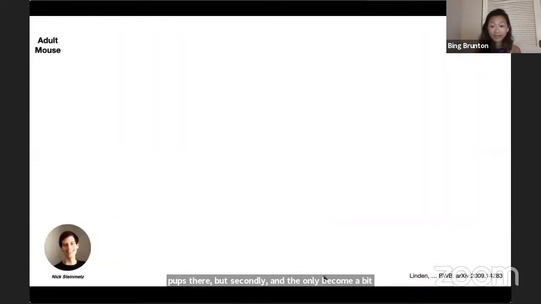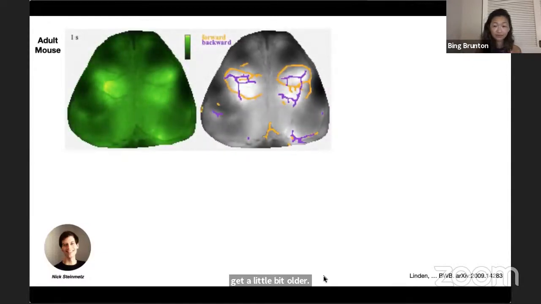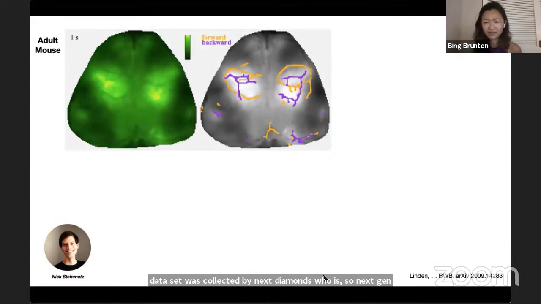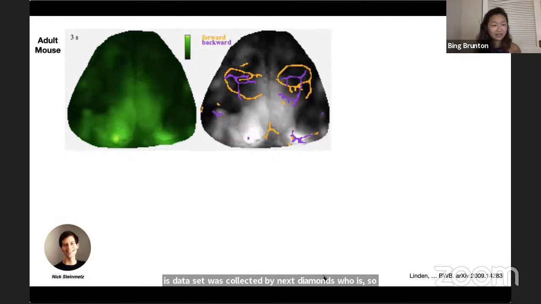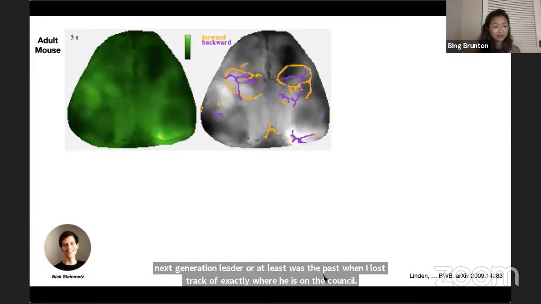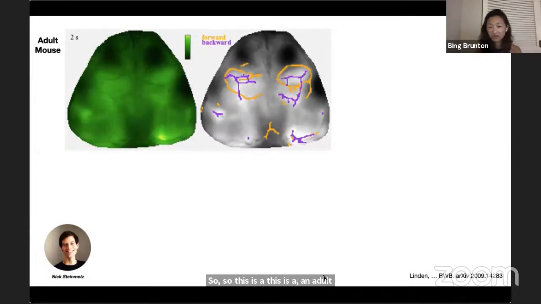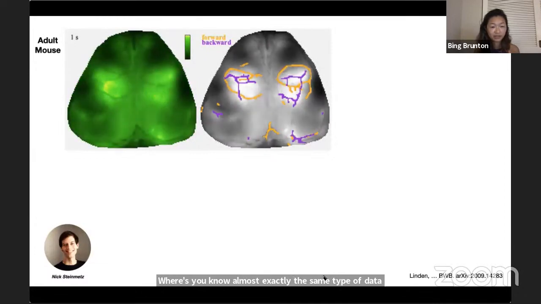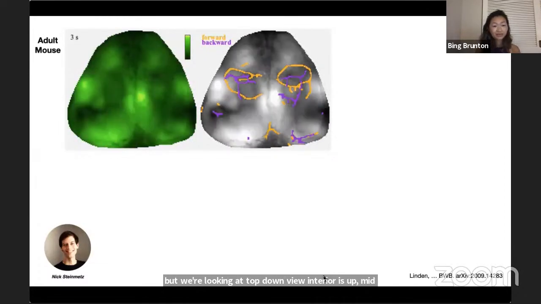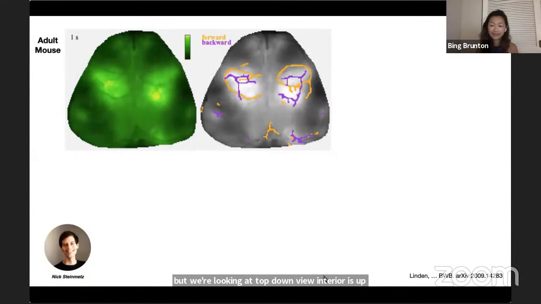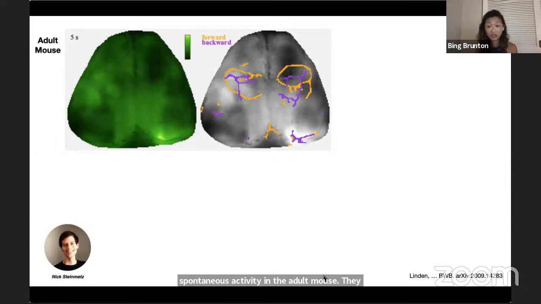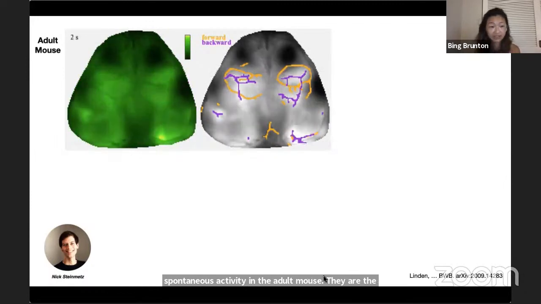And we also applied this to an adult mouse data set. This data set was collected by Nick Steinmetz, who is also a next generation leader, or at least was the past one. I lost track of exactly where he is on the council. So this is an adult mouse data set where it's almost exactly the same type of data, but we're looking at a top-down view. Anterior is up, midline is in the middle, and you'll see that this is actually spontaneous activity in the adult mouse. The mouse is just hanging out in the dark, running on the ball occasionally, and that's all they're doing right now.